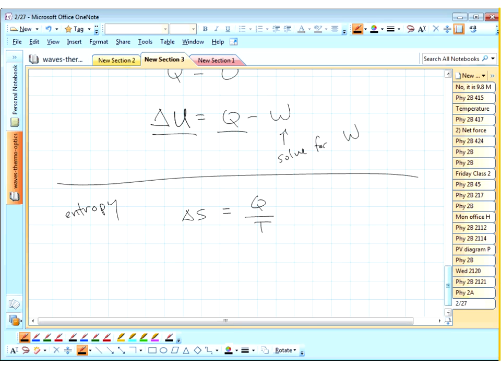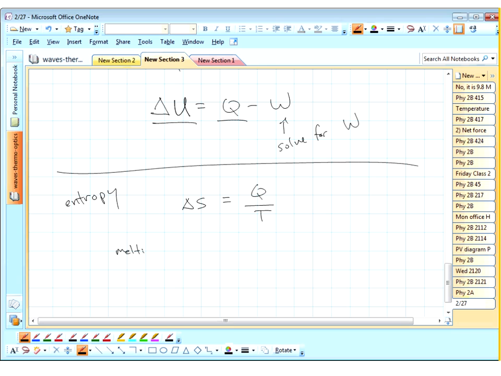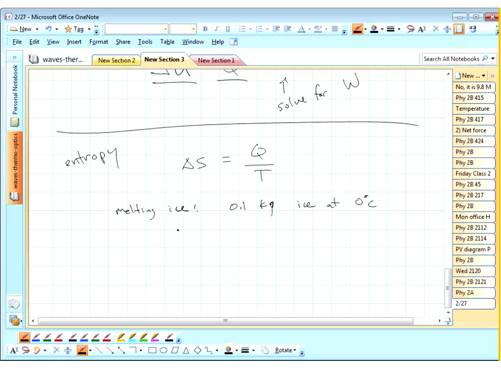So a common example is an ice cube melting. So if they tell us that an ice cube is, what do we want, 0.1 kilograms, and we want to melt it, what we say is that the change in entropy is Q over T. So the first thing we have to figure out is how much heat we have to put in to melt the ice, and that's going to be the mass times the latent heat of fusion.